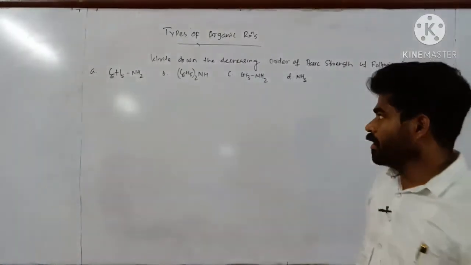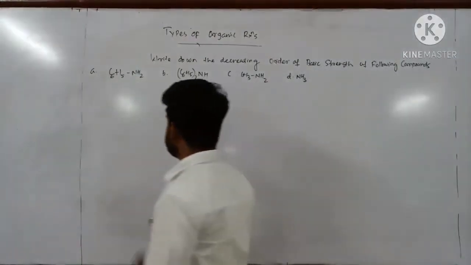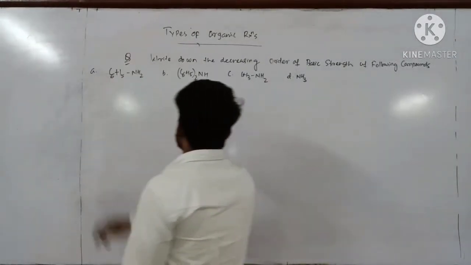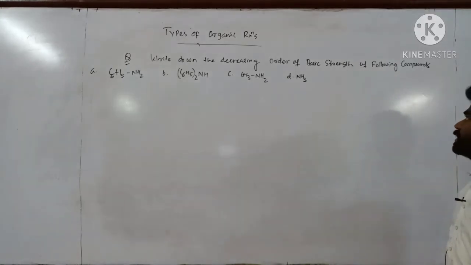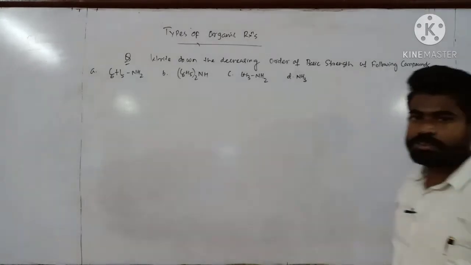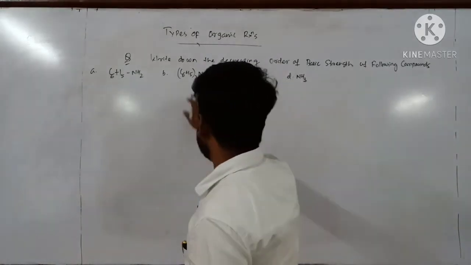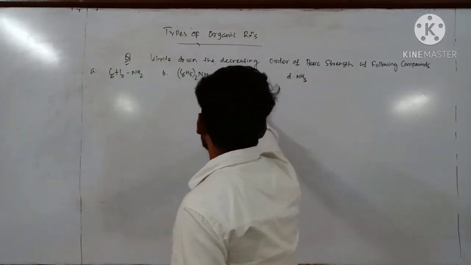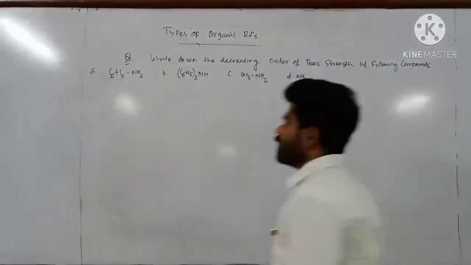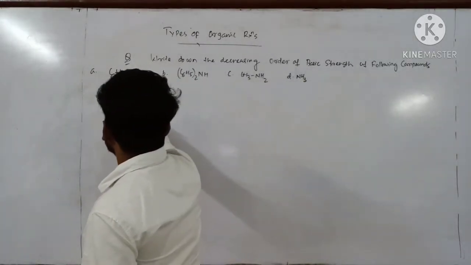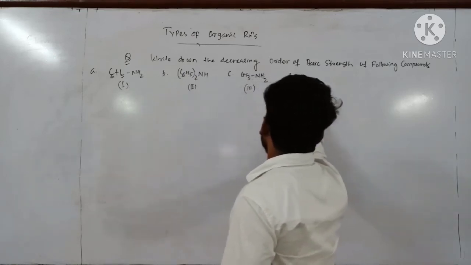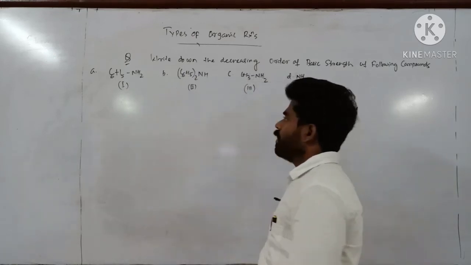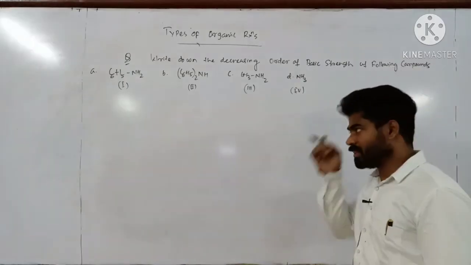Students, let's solve this question. Question is like this: write down the decreasing order of basic strength of following compounds. So first one, that is aniline, second one, that is diphenylamine, this one is methylamine, this one is ammonia. Let's say these are designated compound 1, compound 2, compound 3 and compound 4. Write down their decreasing order of basic strength.